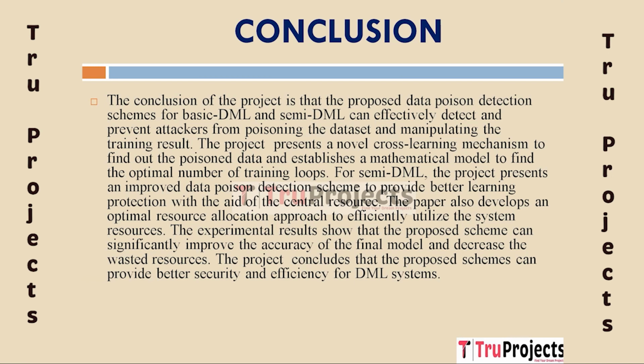The project also proposes an optimal resource allocation strategy for making the best use of the system's resources. The experimental findings suggest that the proposed strategy can greatly increase the final model's accuracy while reducing wasted resources. The project concludes that the recommended schemes are viable.